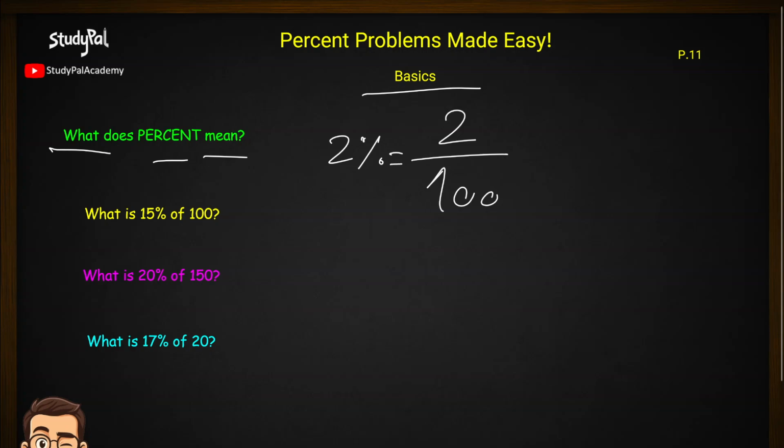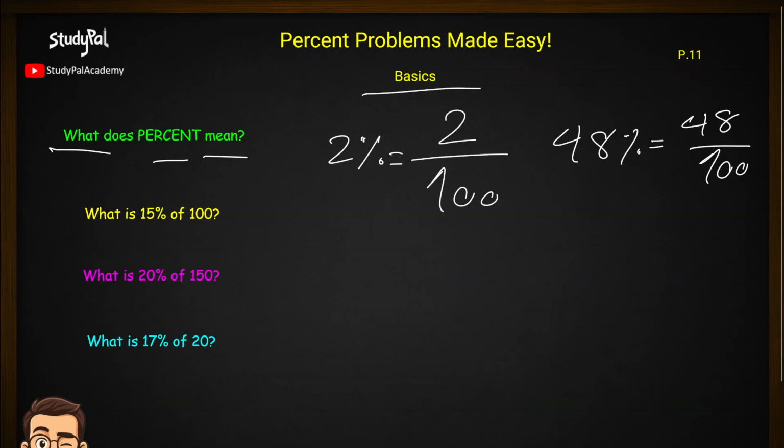But you know from basic mathematics that fraction means division. For example, 8 over 4 is 2. It means 8 divided by 4, which is 2. So whenever you see something percent, let's say 48%, it is 48 over 100. It means 48 divided by 100.